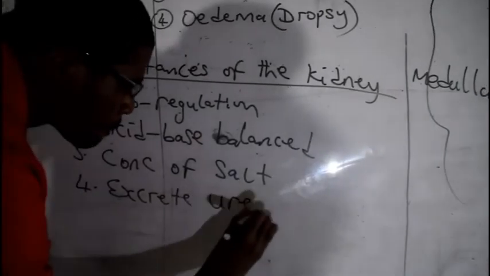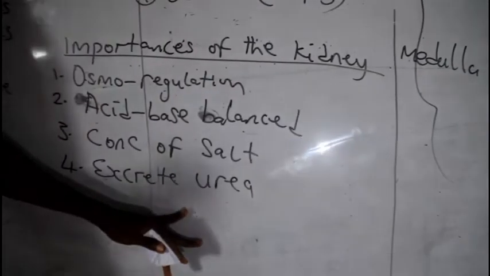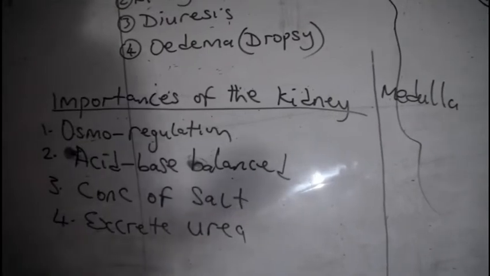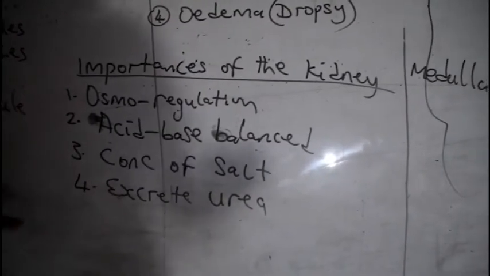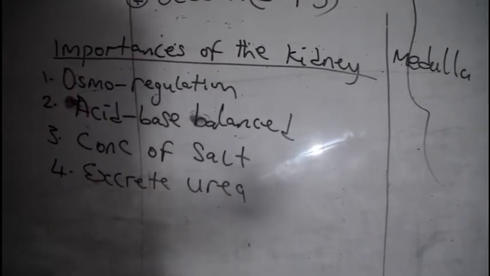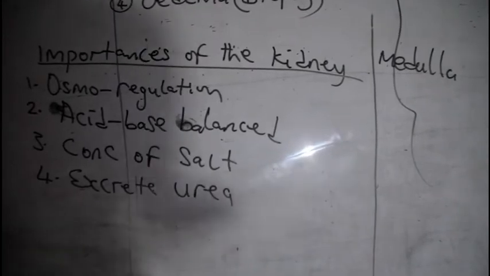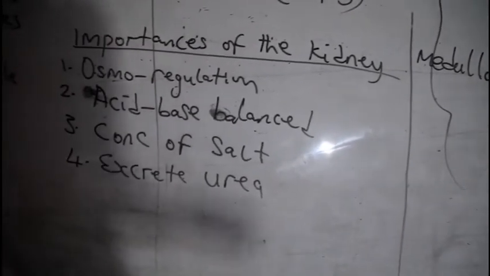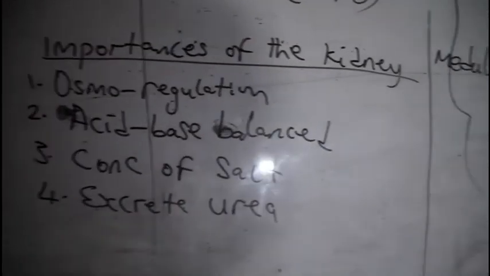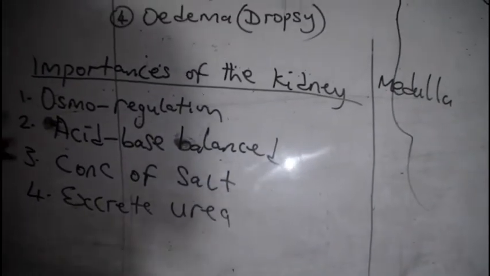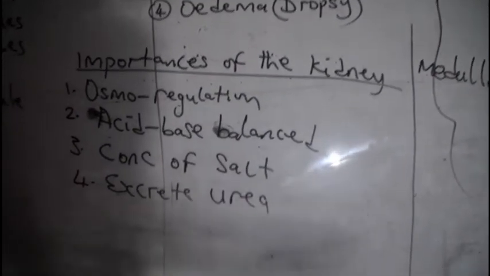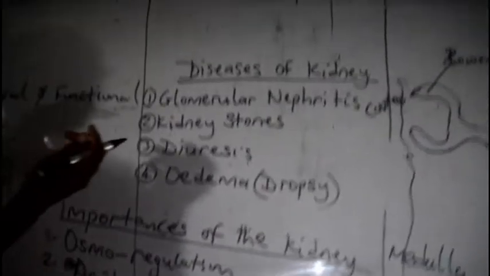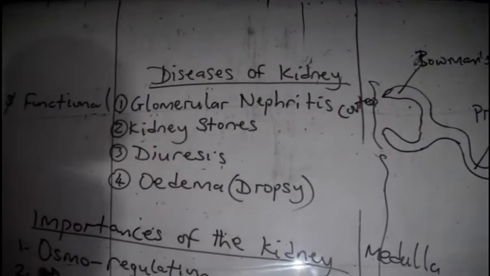And finally, the kidney excretes urea. Urea is a very poisonous substance that is formed from ammonium compounds. When these compounds are accumulated in the body, it becomes dangerous. So the kidney excretes them out of the body. Now let's look at what happens when the kidney is no longer functioning well. That leads us to the diseases of the kidney.